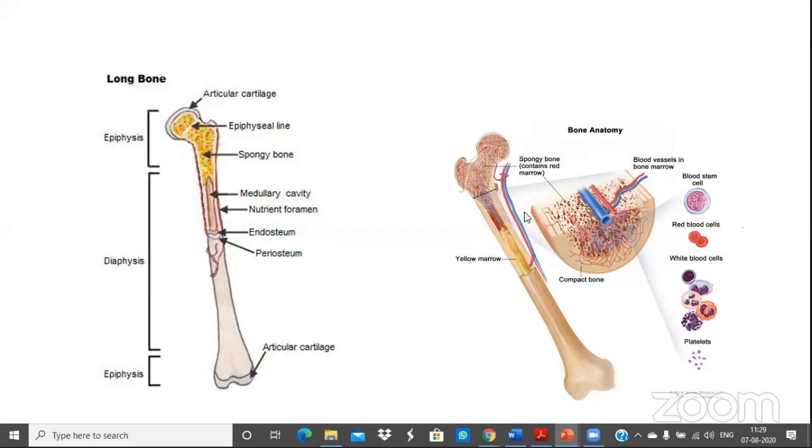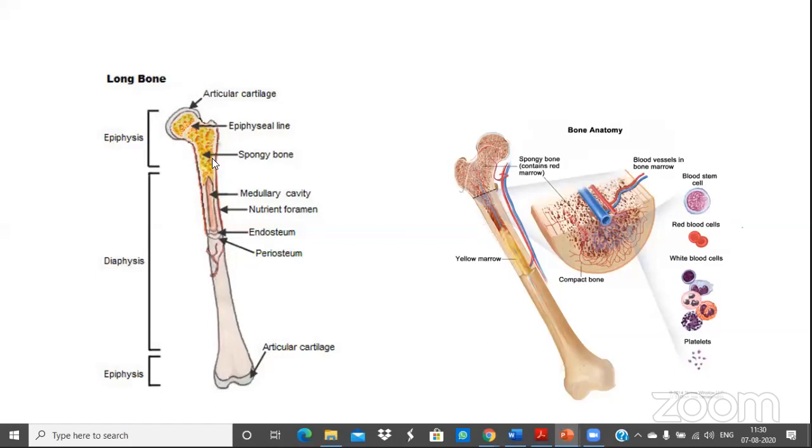The bone marrow is the production site of red blood cells and white blood cells. You can see here yellow marrow, and here you can find the red marrow. Yellow marrow is the production site of white blood cells, and red marrow is responsible for the production of the red blood cells.